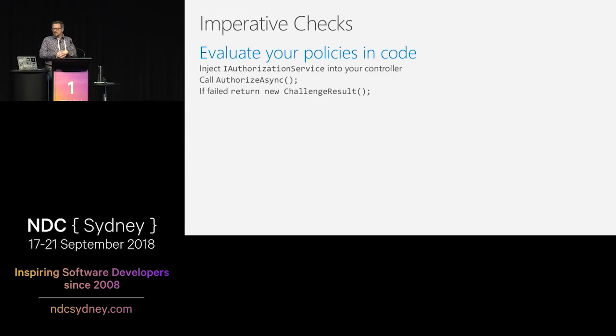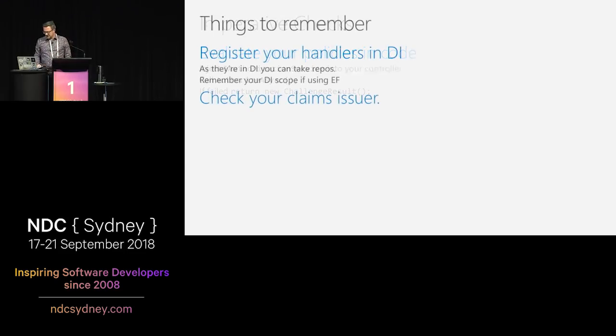And you can do this imperatively as well. Because everything is based in DI, you can take the authorization service into your controller and call AuthorizeAsync with a policy name. If you're inside a view and you want to do things, if it fails, just return a new ChallengeResult, and we will take care of all the prompting for logins or the forbidden or unauthorized stuff for you.